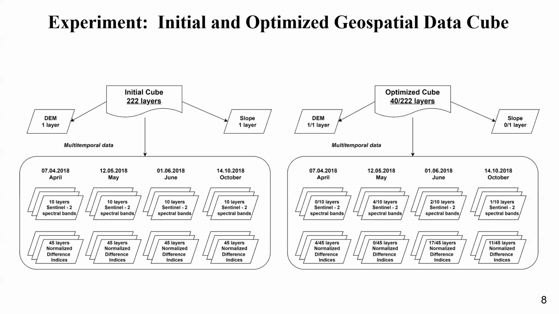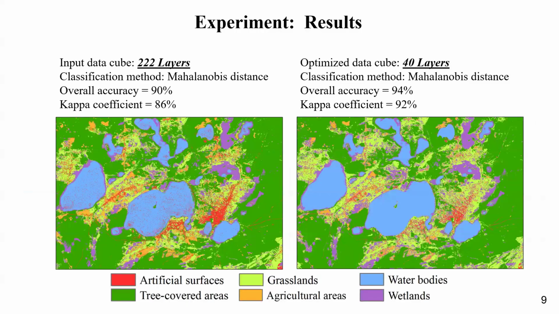And also, as you can see, after the optimization, the cube contained only 40 layers. This is more than 5 times less than in the initial geospatial data cube. The experiment applied two land-cover classifications, one with the initial cube and one with the optimized cube. And as you can see from this slide, the classification method was the same for each classification, and it was Mahalanobis distance. And overall accuracy for the initial classification was 90%. And for the classification of the optimized data cube was 94%. And kappa was 86% for the initial one, and for the optimized one, it was 92%.